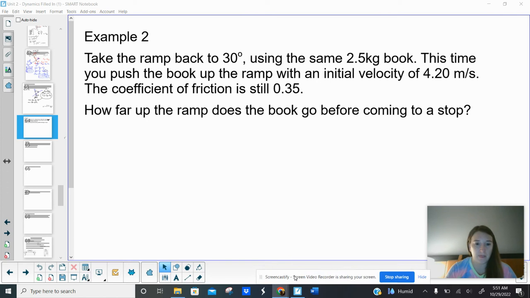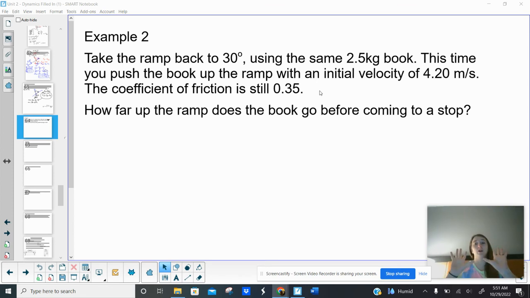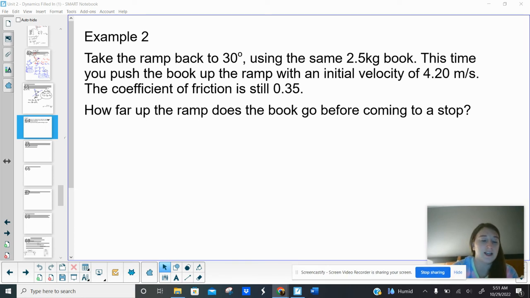So this question number 2 was referring to a ramp that is at 30 degrees using a 2.5 kilogram book. What we're going to do though is push up the ramp with an initial velocity of 4.2 meters per second. We're going to find out later that there's a way to figure this out, but I pushed with such a force that I caused this initial velocity. And then we still have the same coefficient of friction of 0.35. How far up the ramp does the book go before coming to a stop? So please take a second and draw your FBD.